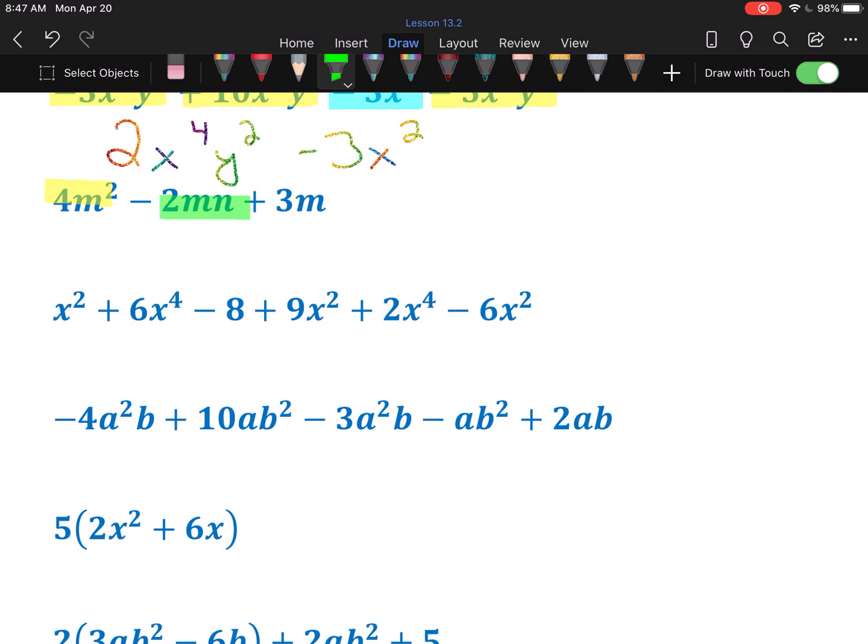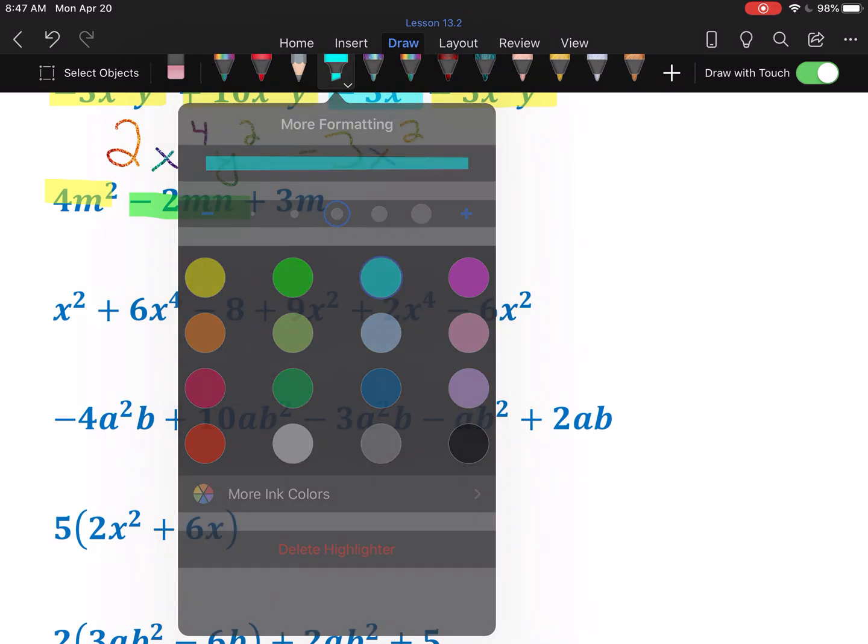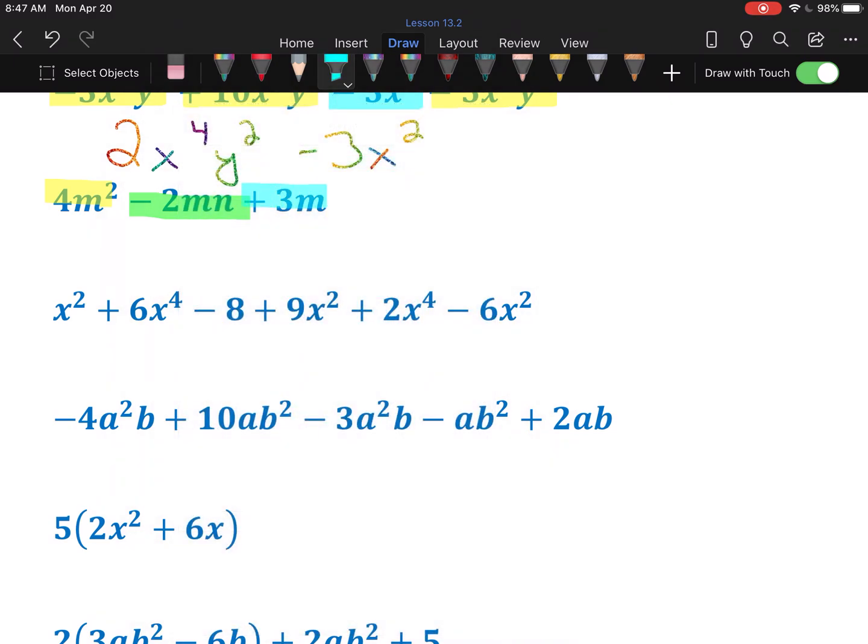mn, in theory, also has an exponent or a degree of 2. But there are no other mn's to combine it with. And 3m is, again, great, but there's nothing else to combine it with. This is already simplified. There's nothing else we can do to it.